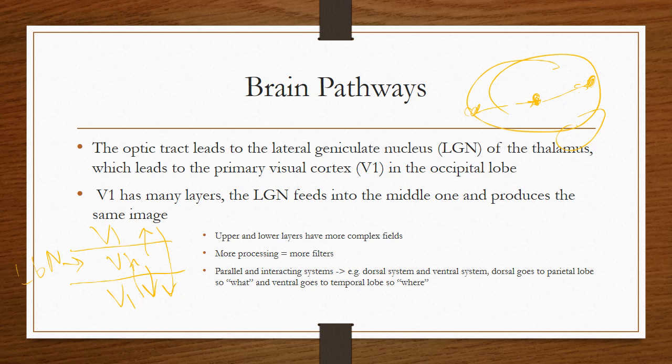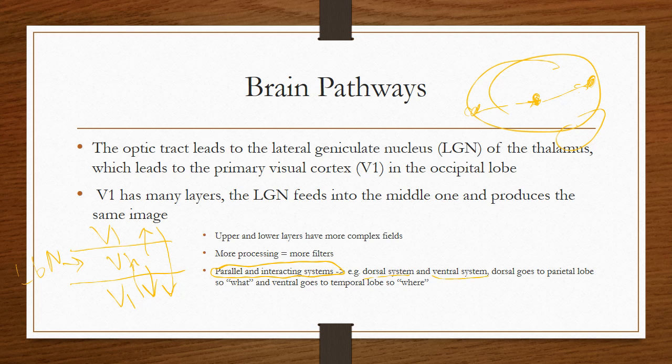Obviously the upper and lower layers would have more complex fields, so they have a lot more filters and processing and stuff like that. These are also parallel and interacting systems, all of these fields and filters and layers. Basically, a couple of these systems are known as the dorsal system and the ventral system.